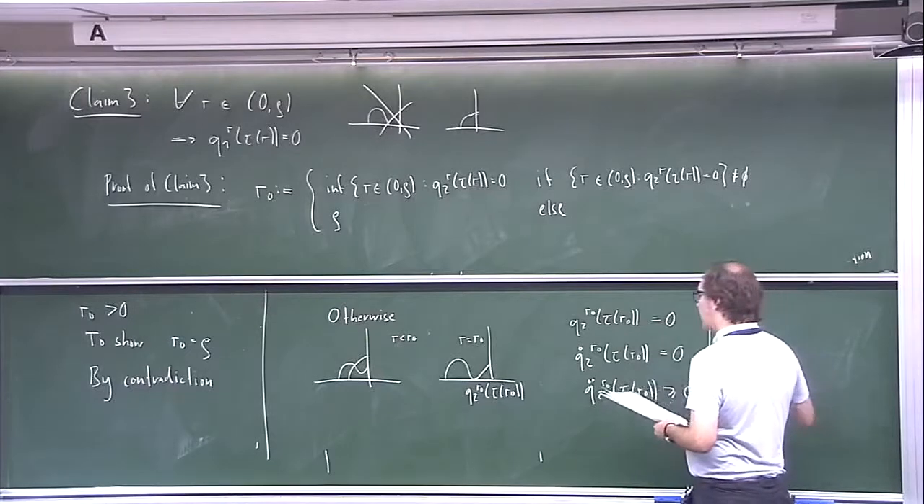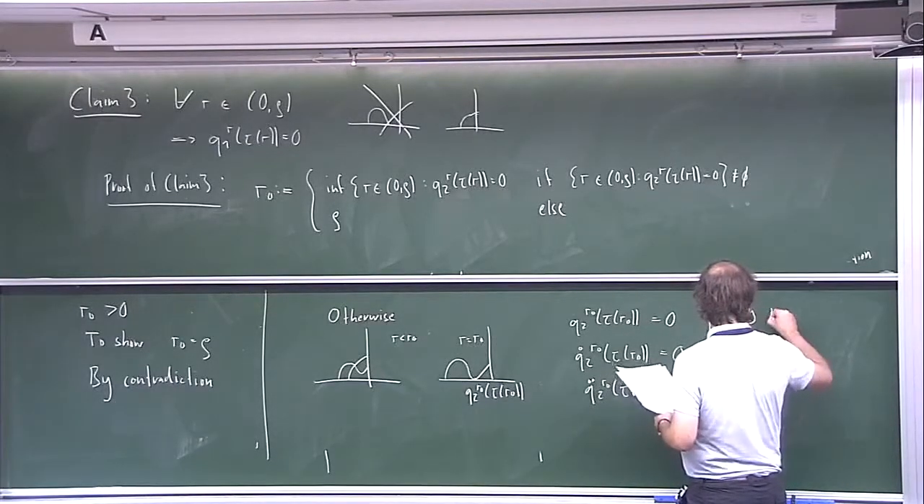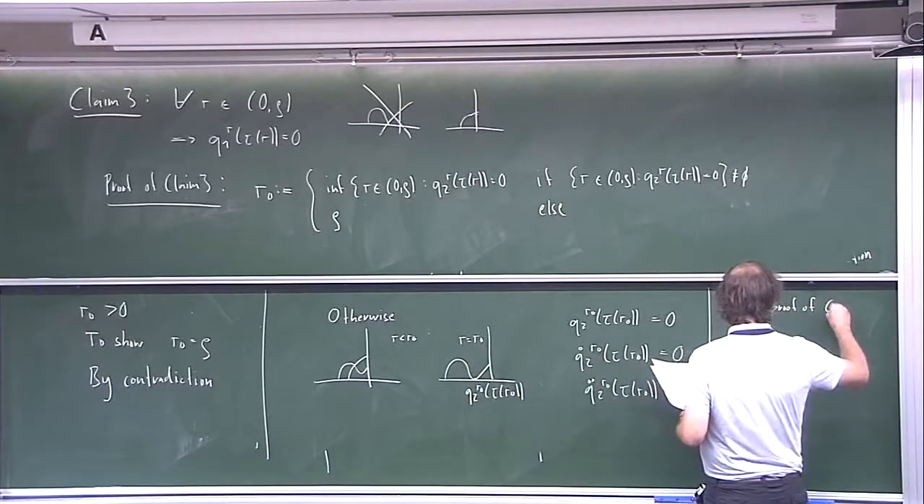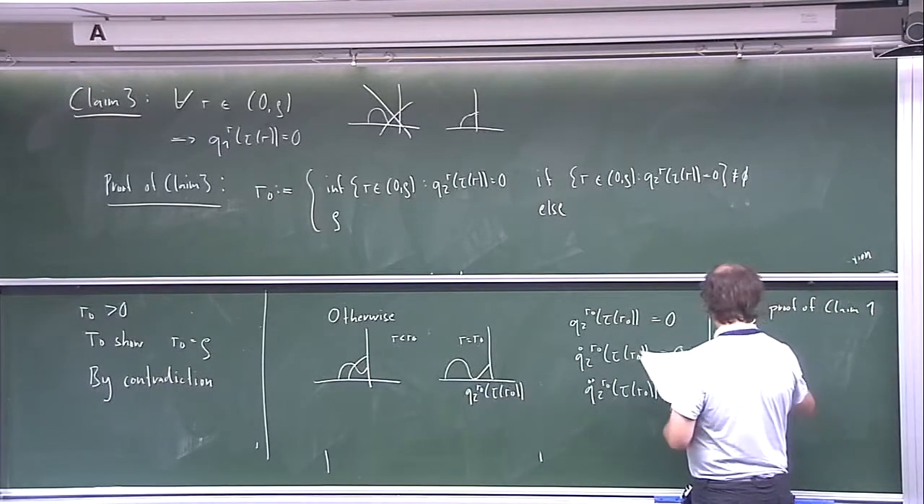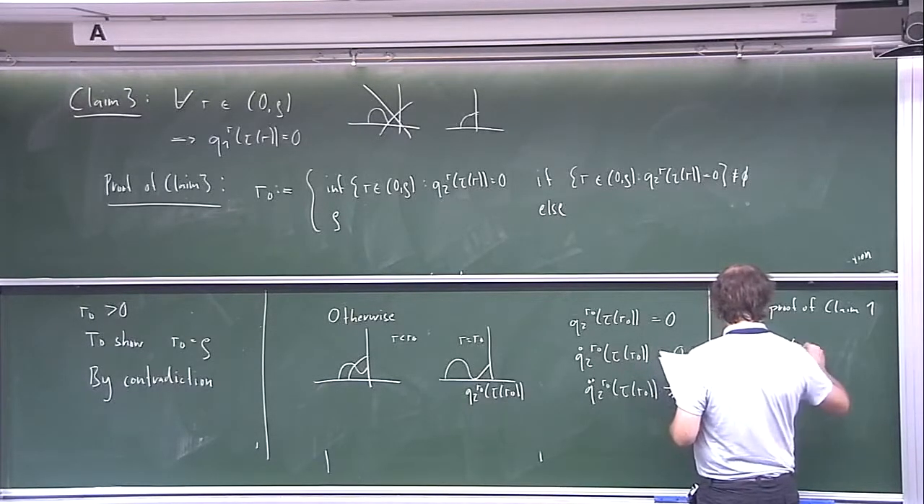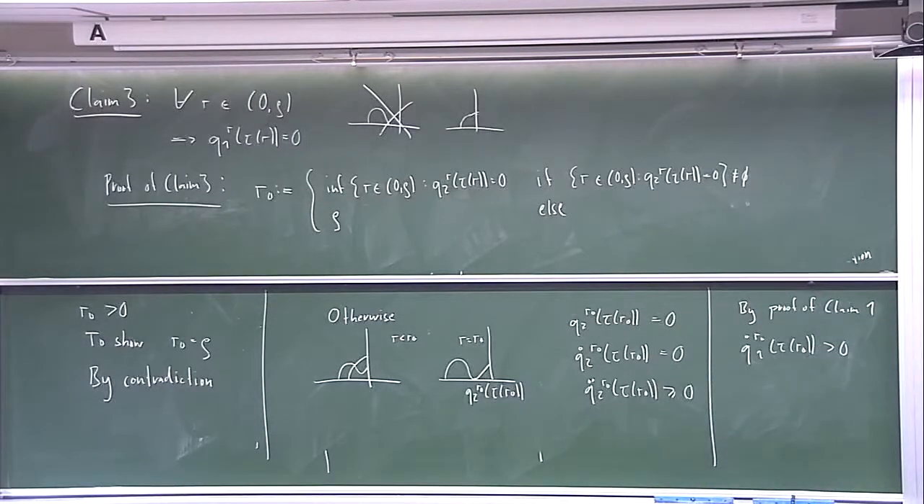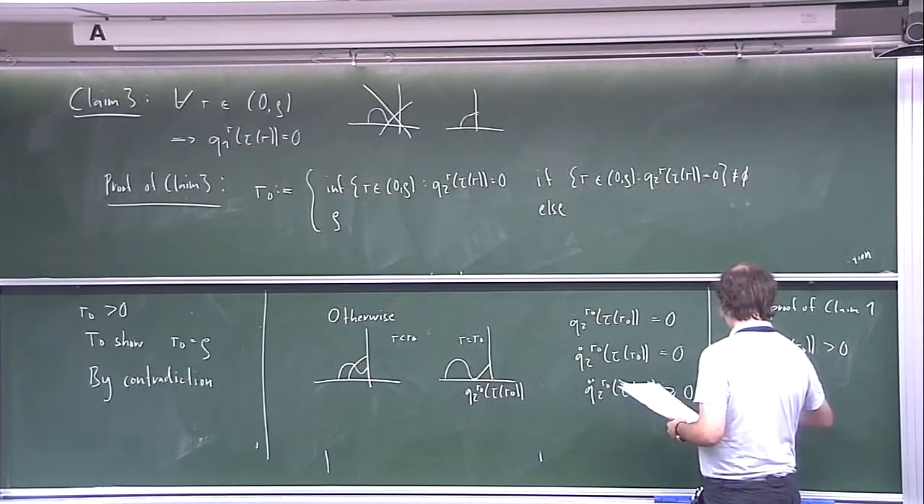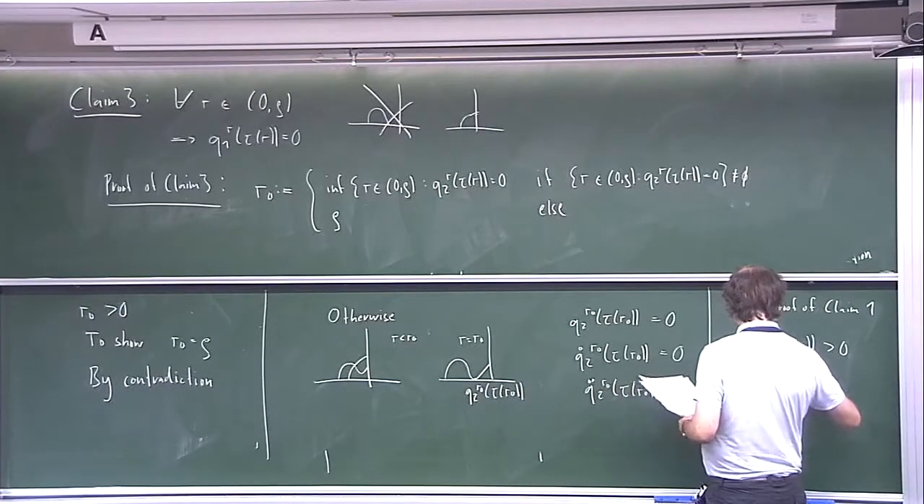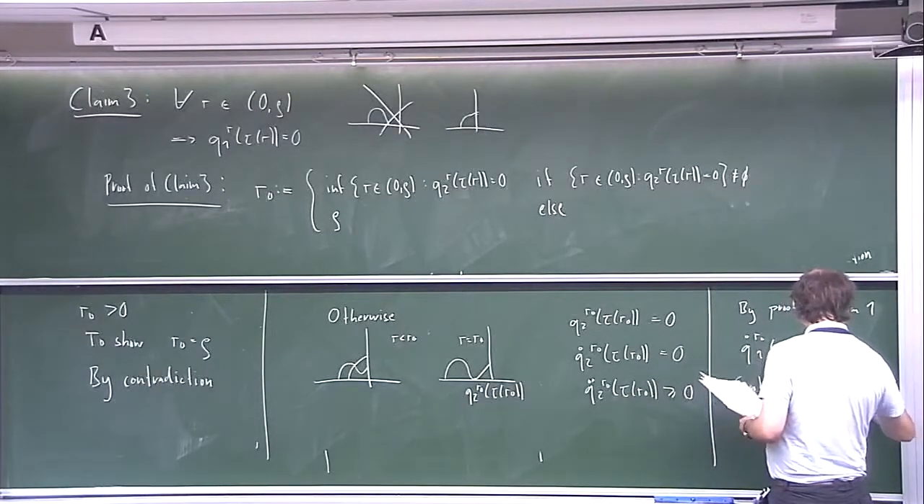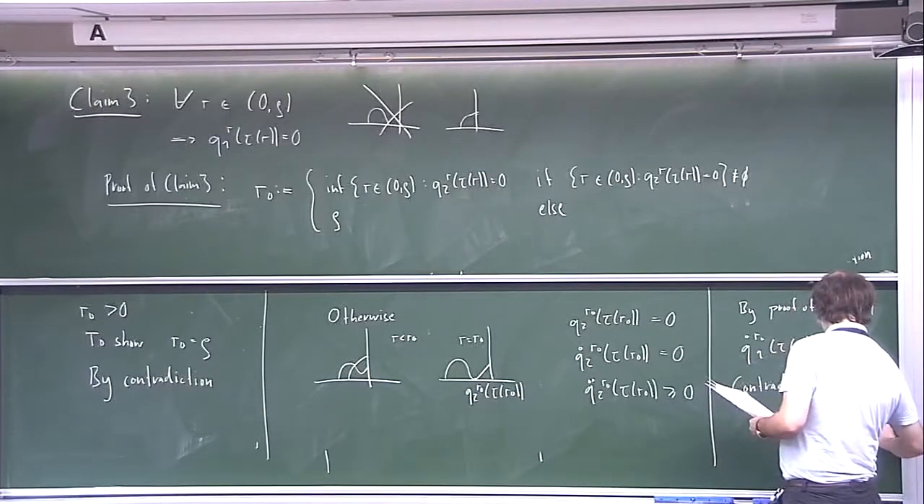But also by proof of claim 1, we know that Q dot 1 of R0, tau R0 is bigger than 0, and if you look at the second equation in 1 here, you get a contradiction. Claim 3.